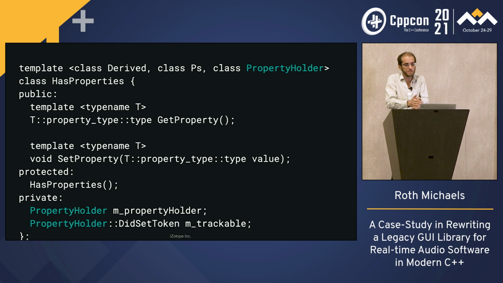What if you don't want to use this property holder type? You can actually have something else that matches the concept of property holder and template this on property holder. And so you could have your own property holder type, and it might have a type that is its did set token for the trackable. So the trackable type and the property holder could be some new construction of yours.